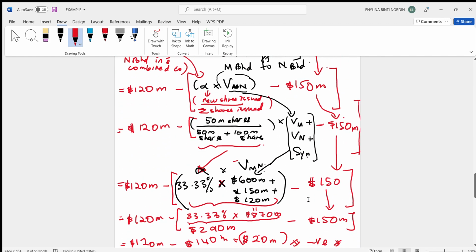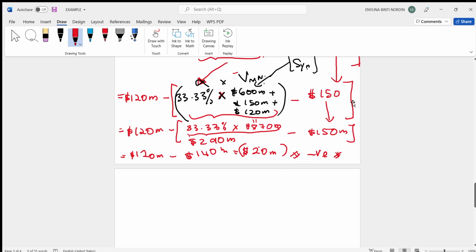Okay, right, I guess that's all for now. I hope you can see the difference between the calculations of NPV between the cash offer and the stock offer.